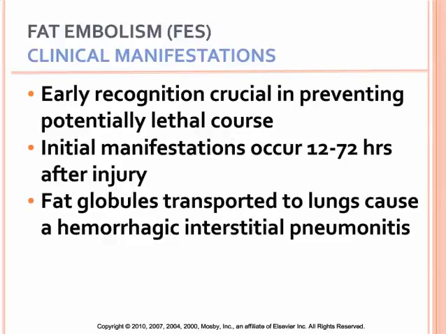Early recognition of fat embolism is crucial in preventing a potentially lethal course. The initial manifestations occur between 12 and 72 hours after the injury, and fat globules transported to the lungs cause hemorrhagic interstitial pneumonitis. So, hemorrhagic interstitial pneumonitis produces signs and symptoms of acute respiratory distress syndrome, such as chest pain, tachypnea, cyanosis, dyspnea, apprehension, tachycardia, and decreased partial pressure of arterial oxygen, PaO2.